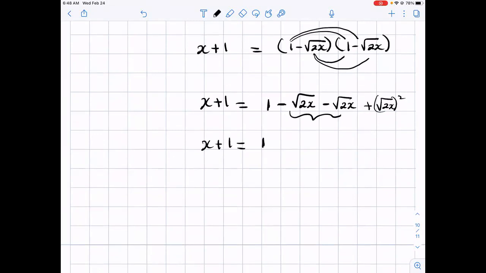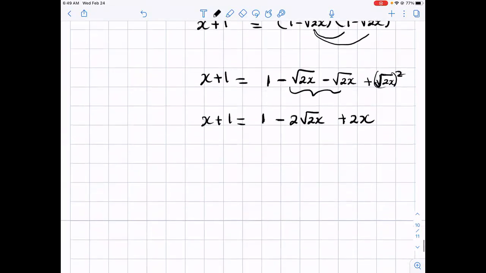These are like terms, so it becomes minus 2 square root of 2x. And then the square here will cancel with the square root, so plus 2x. And then we have to isolate that root once again. So we start moving things. The first thing I'm going to move, we can either move the 1 or we can move the plus 2x first. So your choice, you either move this first or that, it doesn't matter. In this example, let's minus the 2x first.